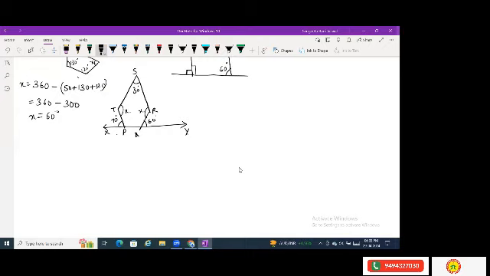Ma'am, we have a formula for this, that is n minus 2 into 180 degrees. Okay, n means the number of sides of the polygon, minus 2, into 180 degrees.